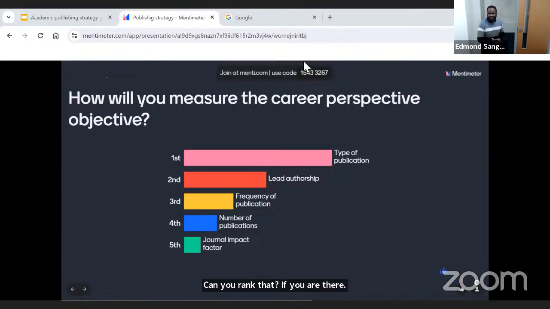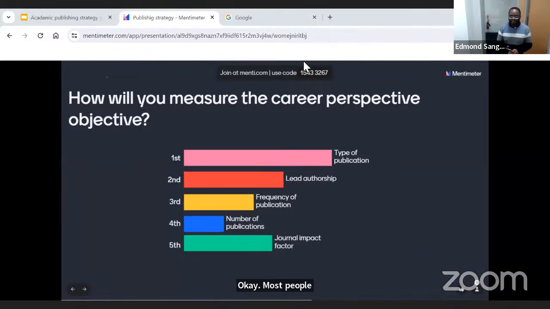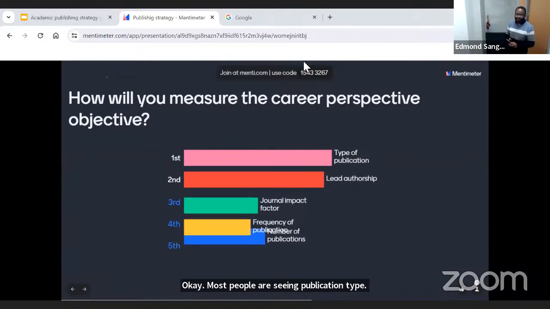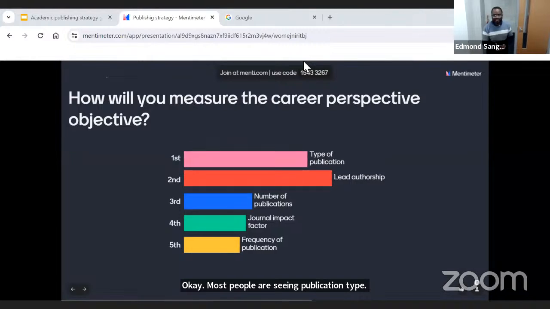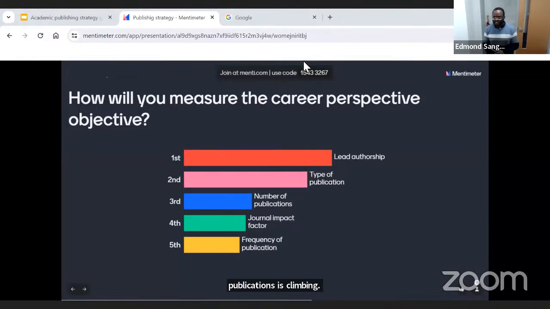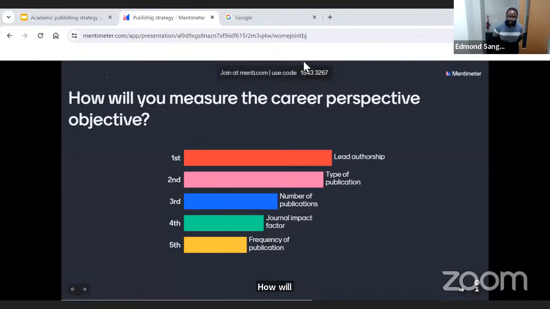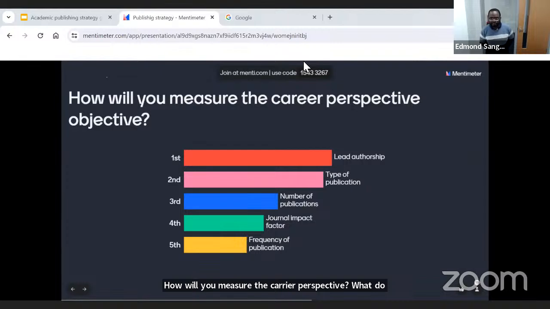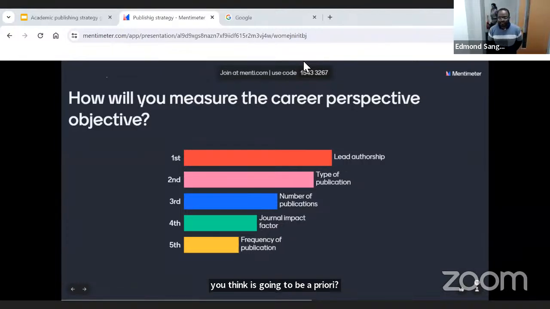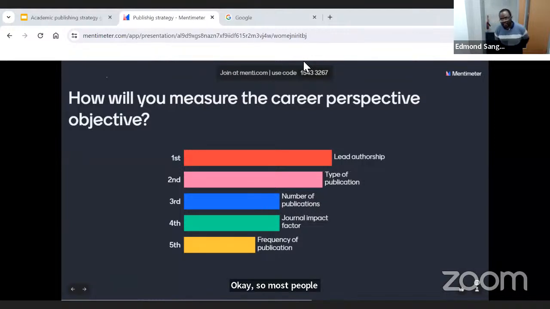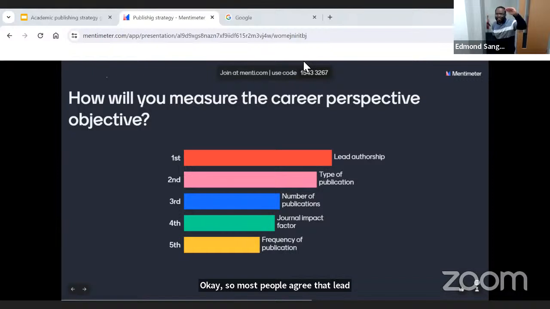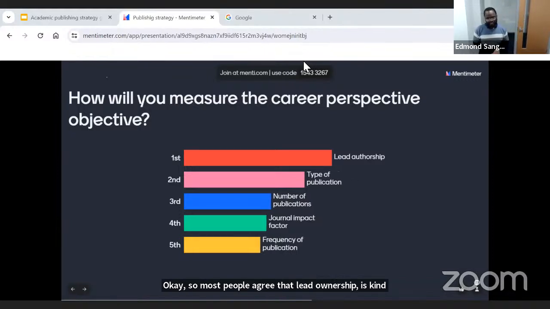Okay. Most people are saying publication type, lead authorship, journal impact factor is climbing, number of publications is climbing. How will you measure the career perspective? What do you think is going to be a priority? Okay, so most people agree that lead authorship is one of what is prioritized most of the time, followed by type of publication.